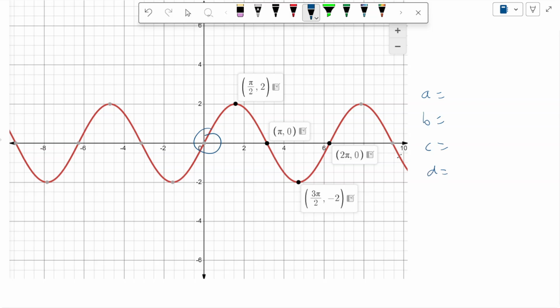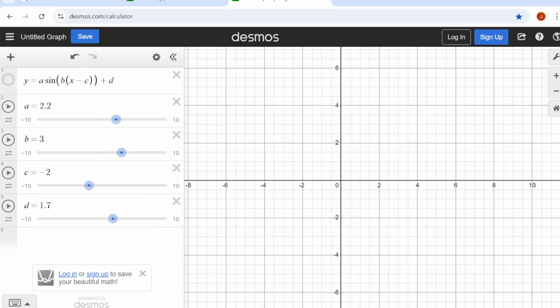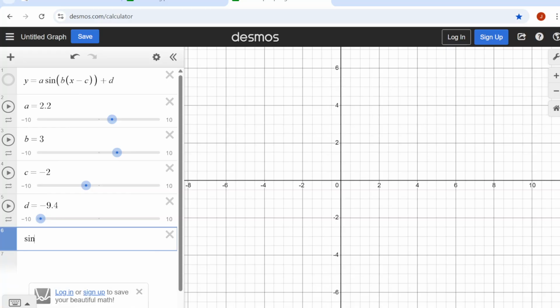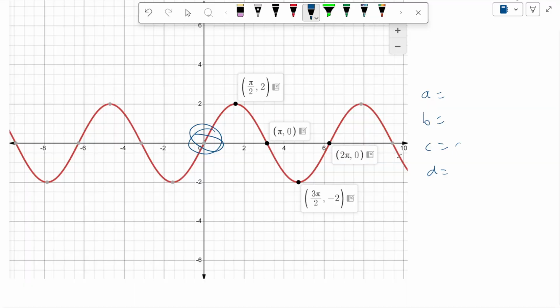It doesn't look like it's being moved left or right at all, because it still starts at the very start like a normal sine graph. I might put a normal sine of x here so we can use that as a reference point. There it is. It still starts normally, so C would be 0. It doesn't move up and down at all. It looks like it's still repeating every 2 pi, so it's not any squishier. By the way, we call this distance the period, how long it takes before it repeats itself.